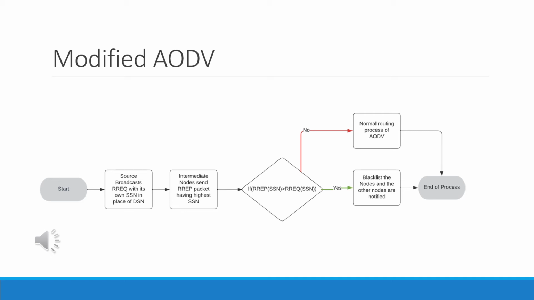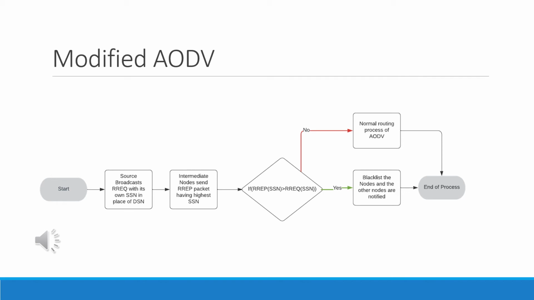The bait request contains a source sequence number and source ID. When the source node receives it, it checks whether there is a reply that has a higher DSN than its own SSN. This indicates that the reply came from a black hole node, since there is no node in the network that should have a higher DSN than the SSN of the source node. After the detection of the black hole node in the network, the source node broadcasts a black hole alarm to all adjacent nodes to notify them.